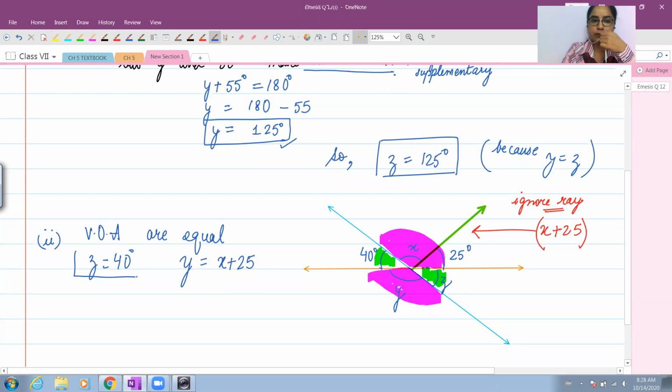Now this is fine, the first one, this is okay, Z equals 40. I have one answer. I have the answer for Z. But what do you do about the second part? Y equals X plus 25.